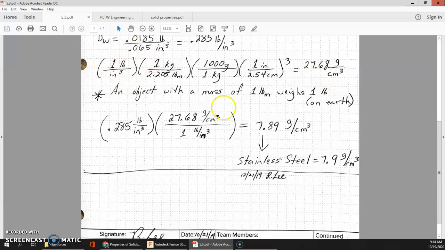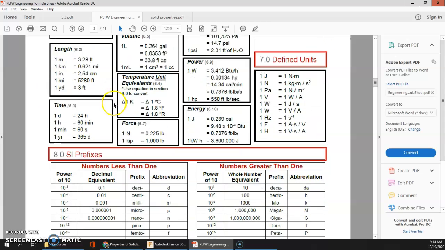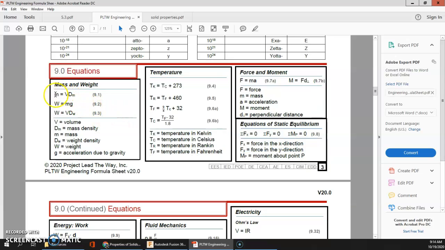So 1 pound per cubic inch equals 27.68 grams per cubic centimeter. And this is your conversion right there. A kilogram is 2.2 pounds of mass. And you know mass is volume times mass density. Weight is mass times gravity. And weight is volume times weight density.